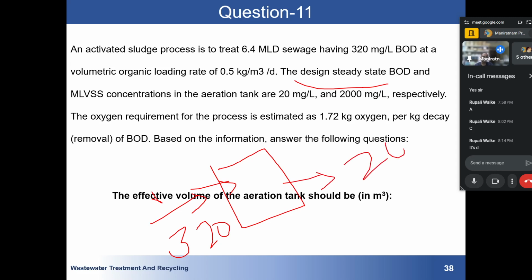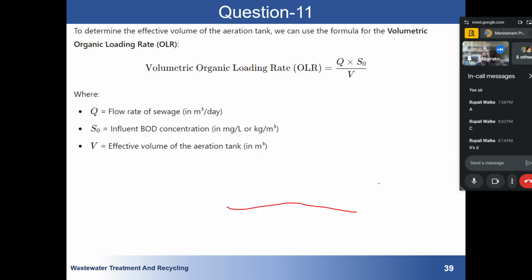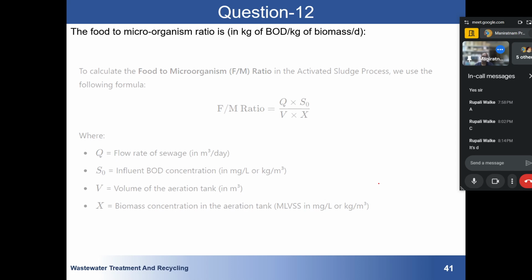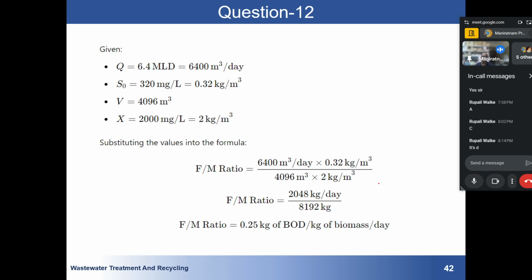So this has been designed in such a way that if sufficient retention time and all this is provided, then the wastewater coming out of the secondary tank will have a BOD of 20 milligram per liter. Okay now, here everything is given to you.